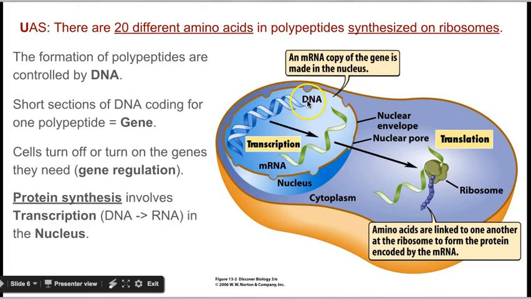Now, this involves DNA being copied onto mRNA, and this occurs in the nucleus. So we can see here an mRNA copy of the gene is made in the nucleus. Now, the second stage is translation, and this is where we see the RNA being converted into an amino acid chain in the ribosome. So the translation actually happens in the cytoplasm on the ribosome, and this is where the amino acids are actually joined together into a polypeptide.